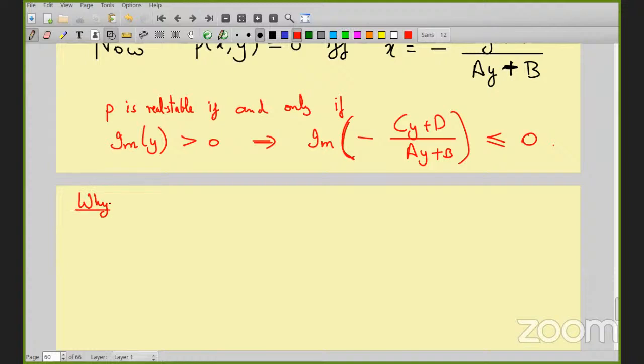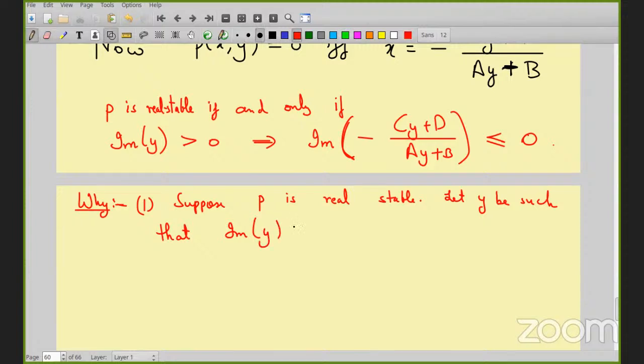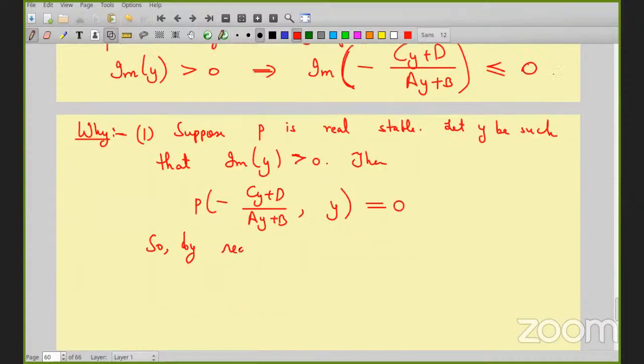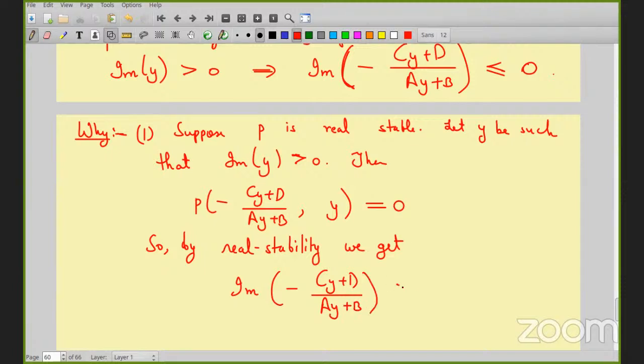So why? Suppose P is real stable. Let y be such that im y is positive. Then P(minus (cy plus d) over (ay plus b), y) is equal to 0 by construction, right? So by real stability, we get that im of minus (cy plus d) over (ay plus b) is non-positive. Okay, so this is one direction.